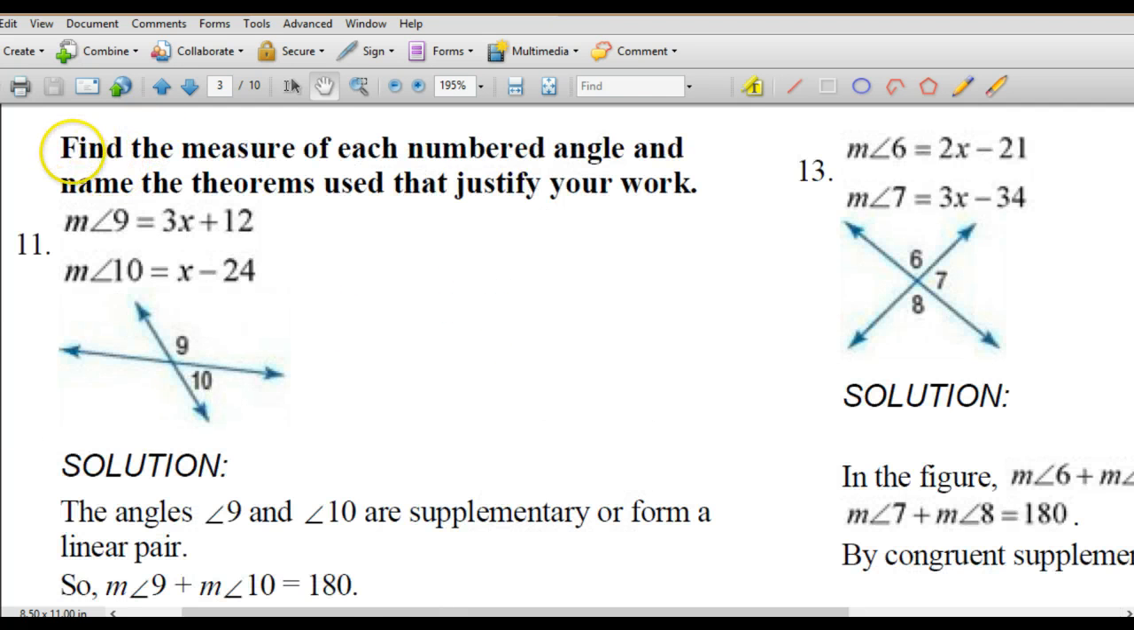On number 11, the measure of angle 9 is 3x plus 12, and the measure of angle 10 is x minus 24. These two angles are a linear pair. They share this side, and their non-shared sides form a straight line. So by the supplements theorem, they will be supplementary. That's the theorem we'll use here, the supplements theorem. So angles 9 and 10 are supplementary, or form a linear pair.